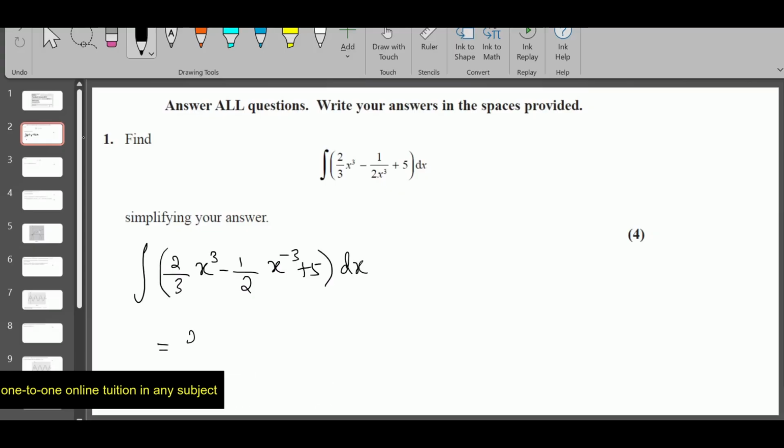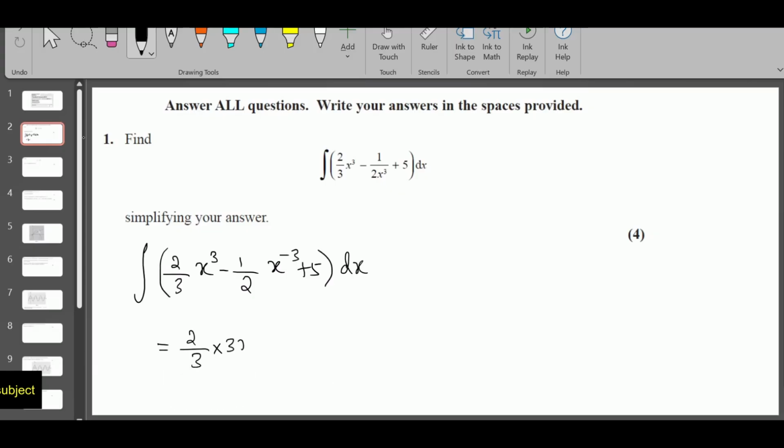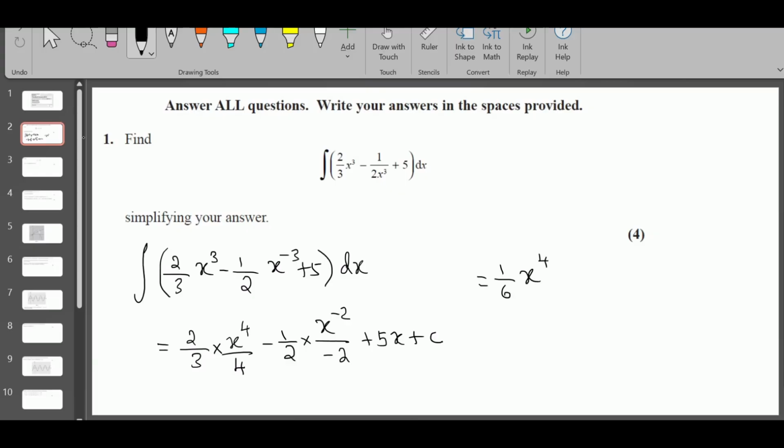Now we integrate it. 2 over 3 times x cube becomes 3x square. Half x power minus 3, we are integrating it, so it's going to be x power 4 over 4, x power minus 3 plus 1 over minus 3 plus 1, plus 5x plus c. So it's going to be 2 over 12, which is 1 over 6 x power 4. Negative times negative is positive, 1 over 4 x power minus 2 plus 5x plus c. That's all. It's just one easy 4-mark question.